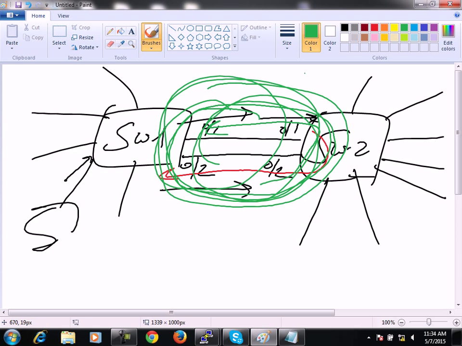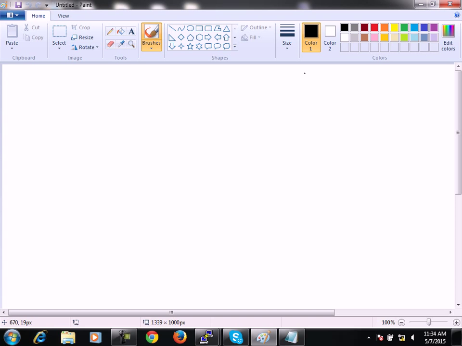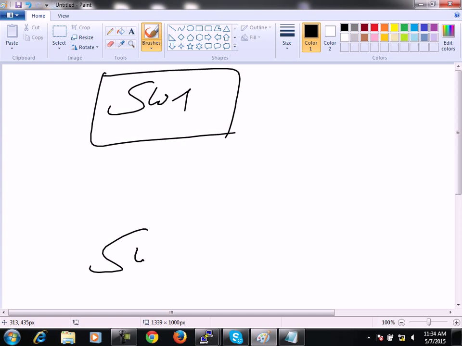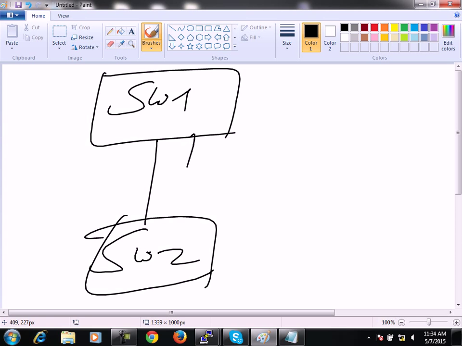Now, if you are running STP and you have a redundant link between two switches, like this is 0/1, this is 0/2, this is 0/1 and this is 0/2, right? In that case, you know very well that one of the links will move into the blocking state. It means STP will always put alternate ports, alternate links, into the blocking state to prevent your switched network from bridging loops.